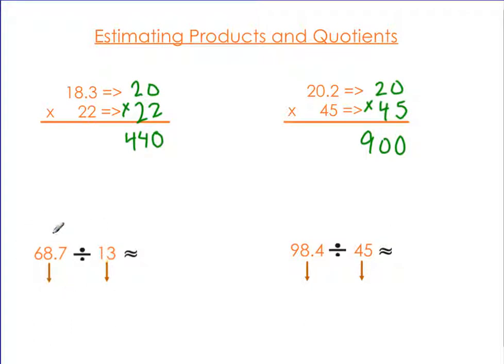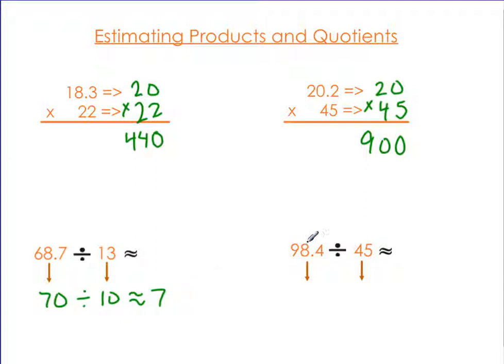When I estimate dividing decimal numbers, I will usually round these numbers to tens and hundreds, making sure that when I look at them they can be rounded efficiently, or actually exactly. So 68.7, I'm going to round that to the nearest tens, which is 70. And 13 will be rounded to 10. So 70 divided by 10 is about 7. And if I were to divide 68.7 by 13, my quotient would be near 7.